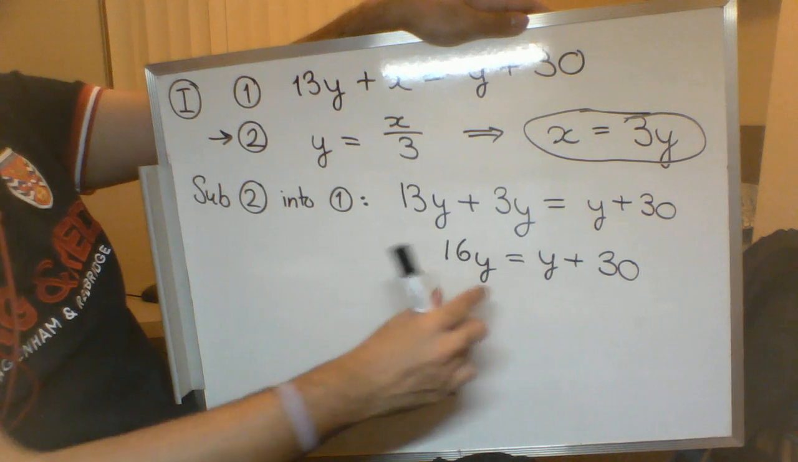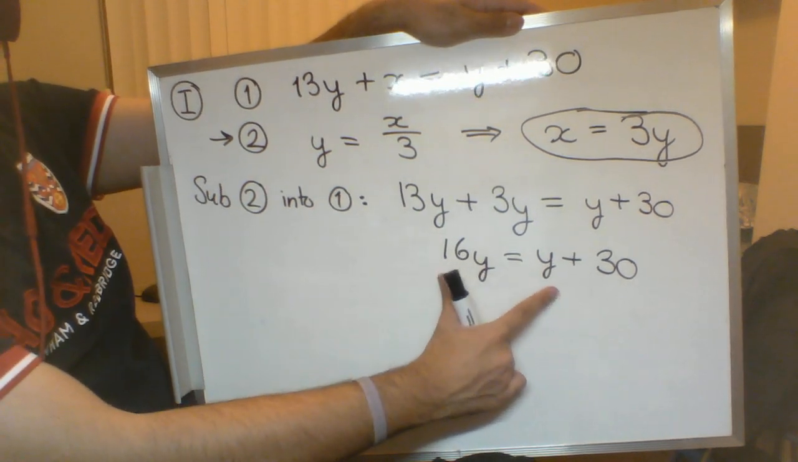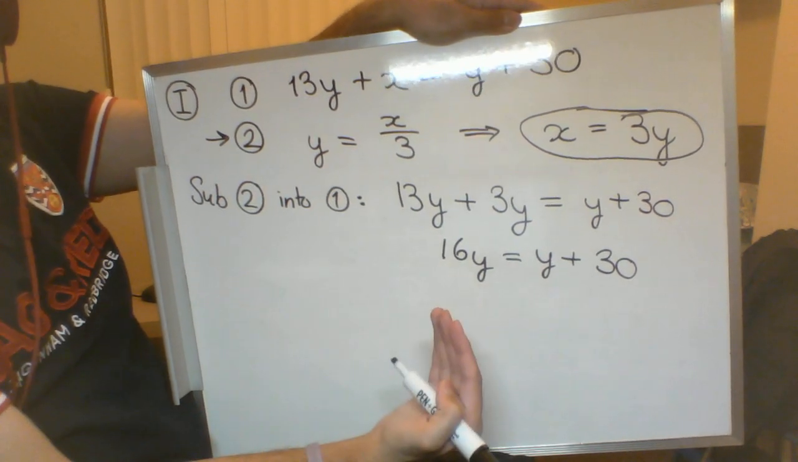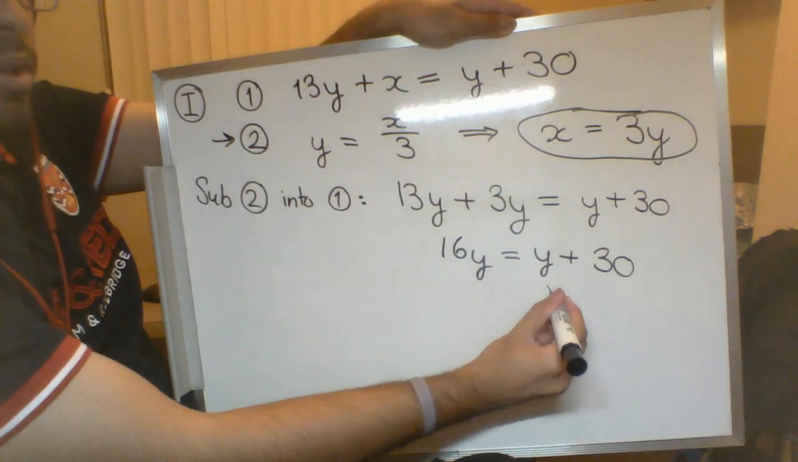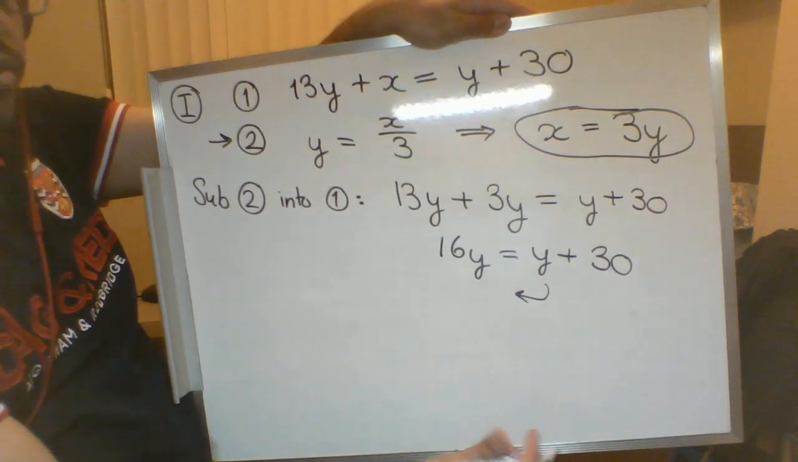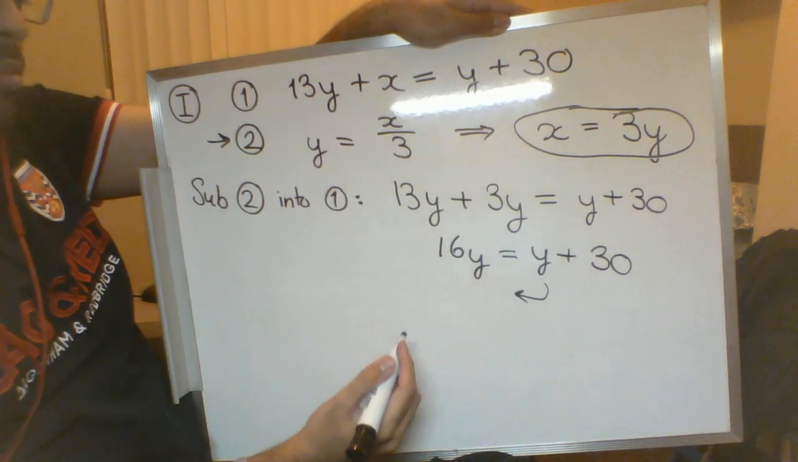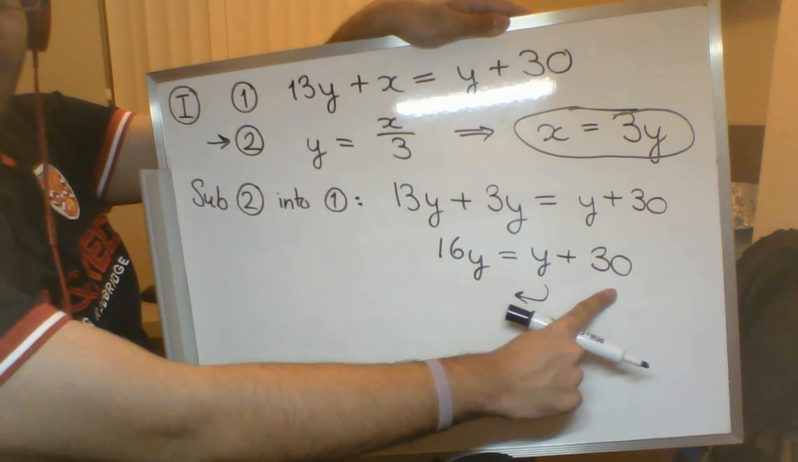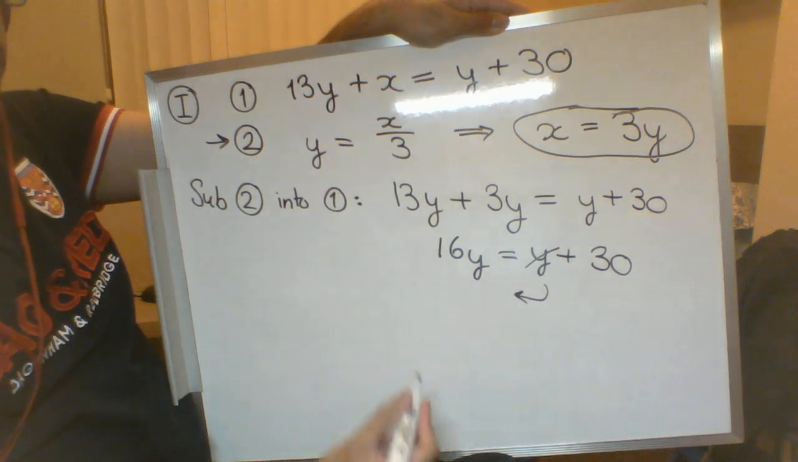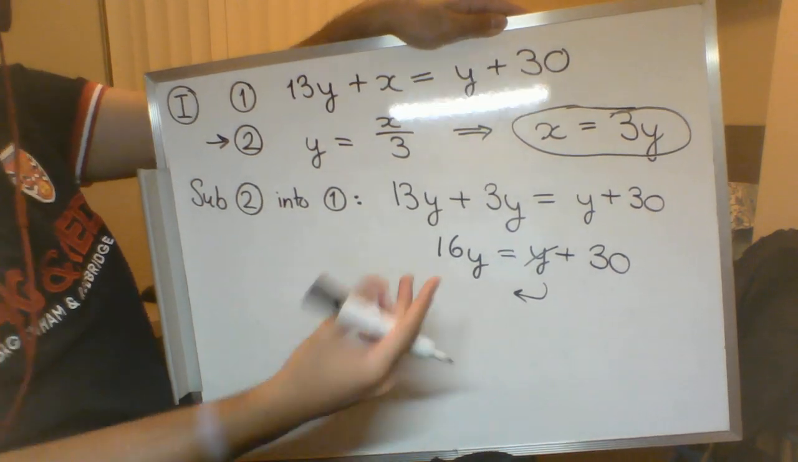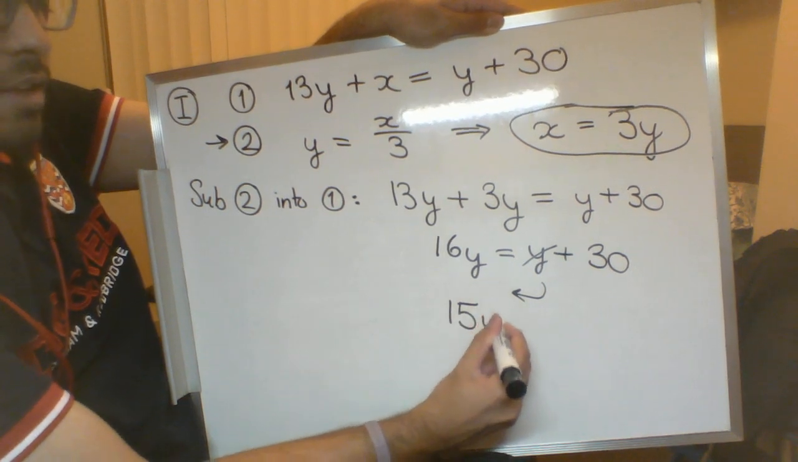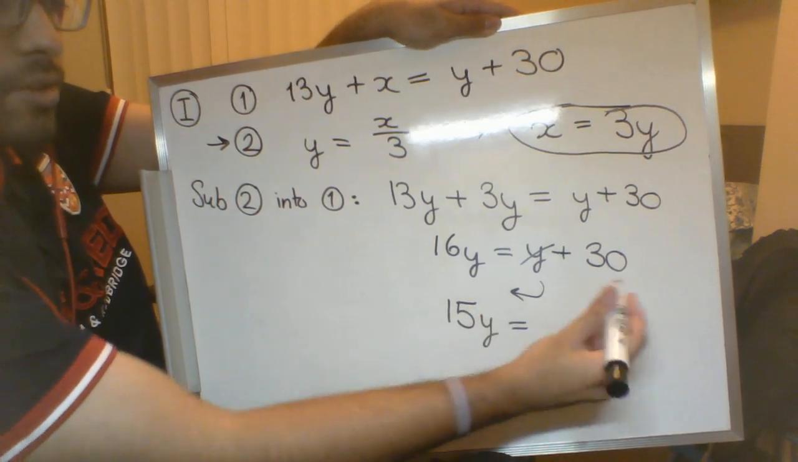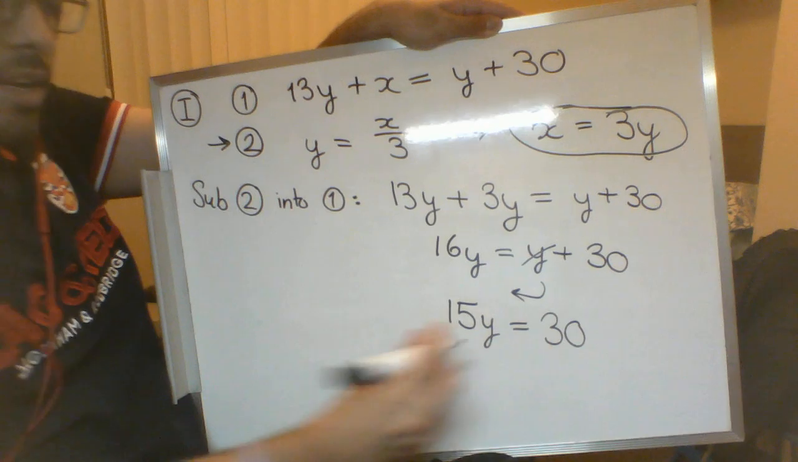All right, but I don't want y's on both sides. I want all the terms with variables on this side and all the numbers on that side. So I'm going to pull this y over to the left side. So basically I'm subtracting y from both sides. If I subtract y from that side, this y disappears. If I subtract y from this side, that's 16 yams minus 1 yam. That's going to leave me with 15y equals just 30 on that side.